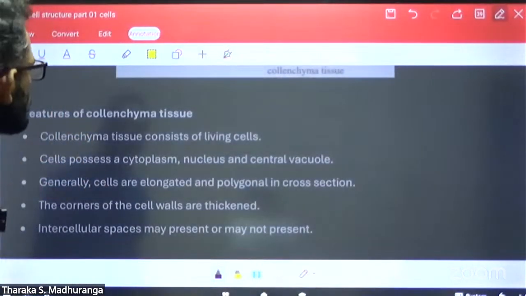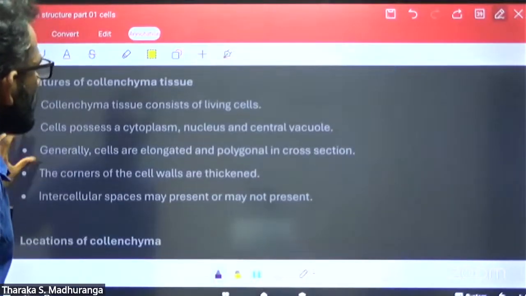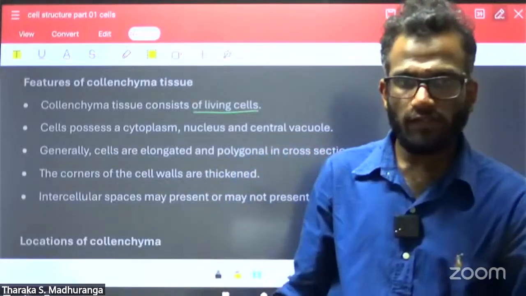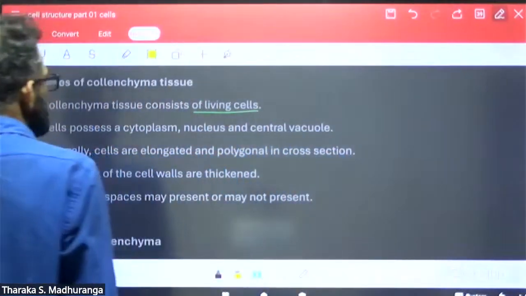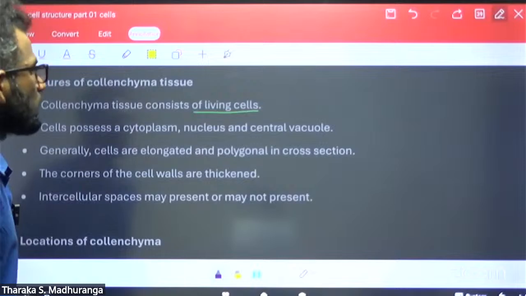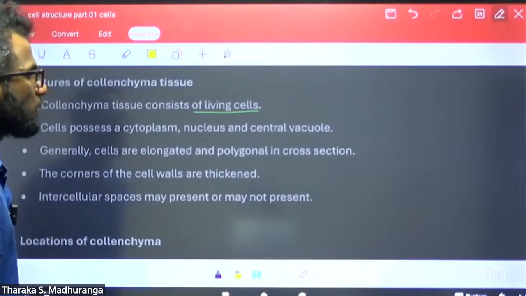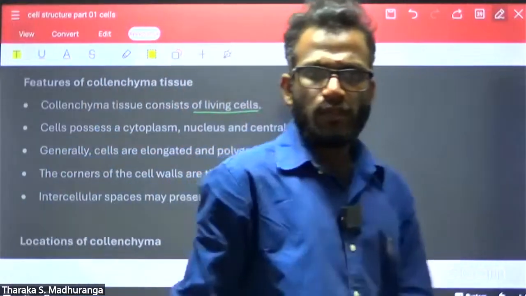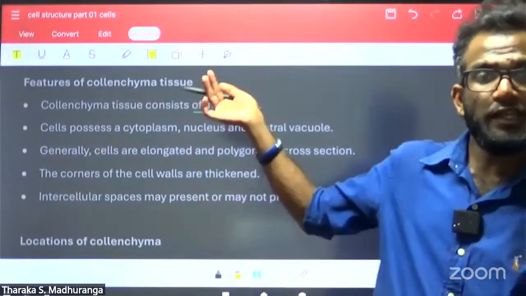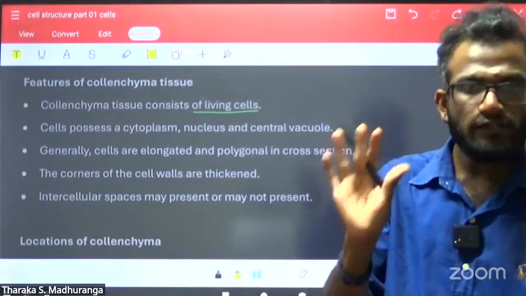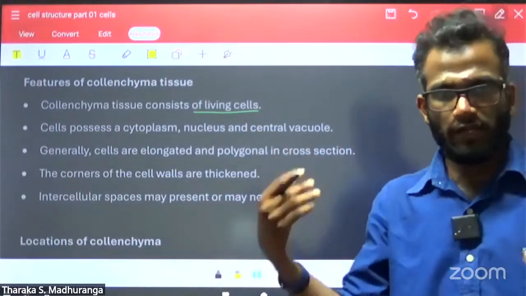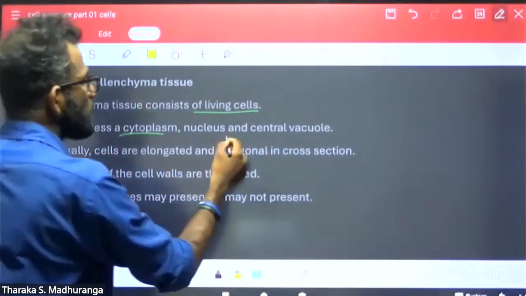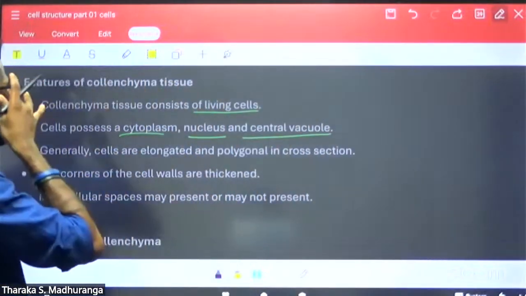The features of collenchyma: they are also living cells. Collenchyma cells possess cytoplasm, nucleus, and central vacuoles. Now it has some organelles. Initially, there are no organelles. In the immature part, it is very simple parenchyma. When it is matured, what happened? Cytoplasm, nucleus, and central vacuoles come.